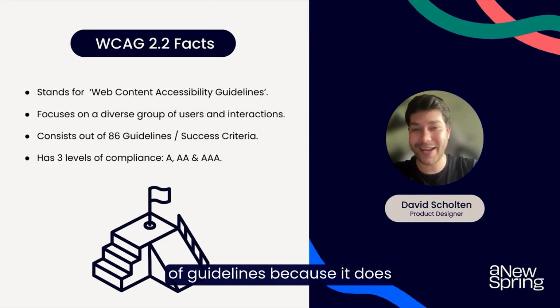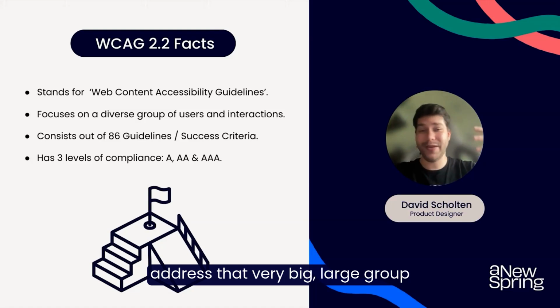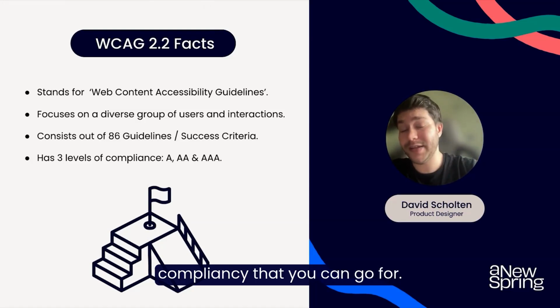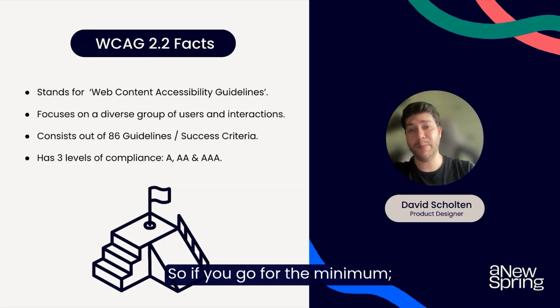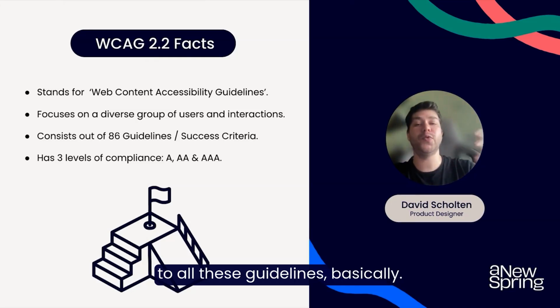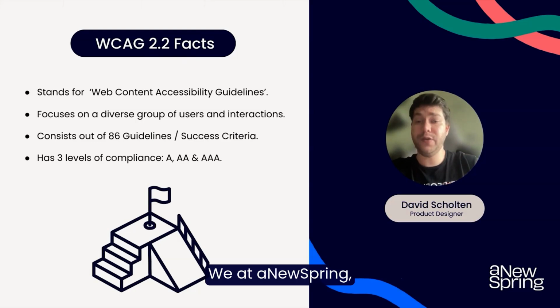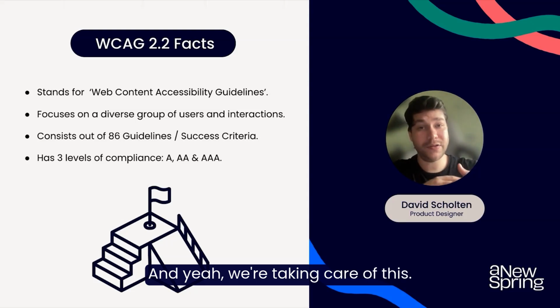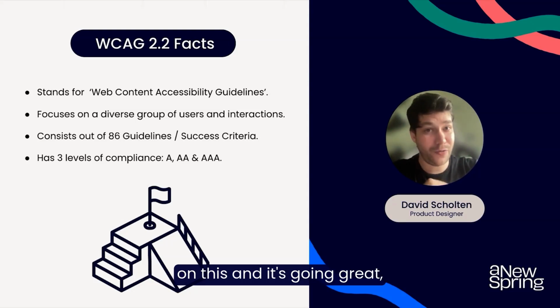Unfortunately, there are a lot of guidelines because it does address that very large group of people that we spoke about. But there are different levels of compliance that you can go for. If you go for the minimum, level A, you don't need to comply to all these guidelines, basically. We at aNewSpring, we like to go a little bit above, so we go for double A, if you were wondering. And yeah, we're taking care of this. We're really working hard on this, and it's going great.